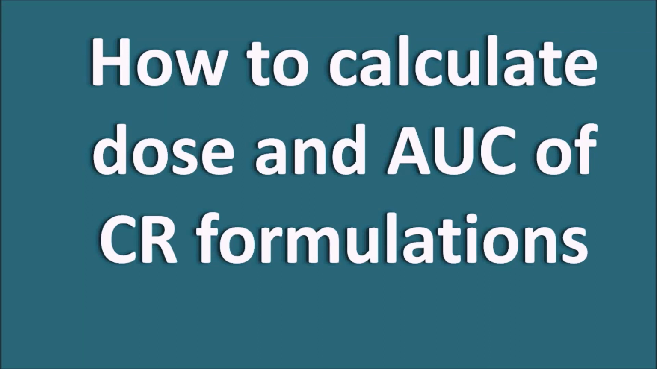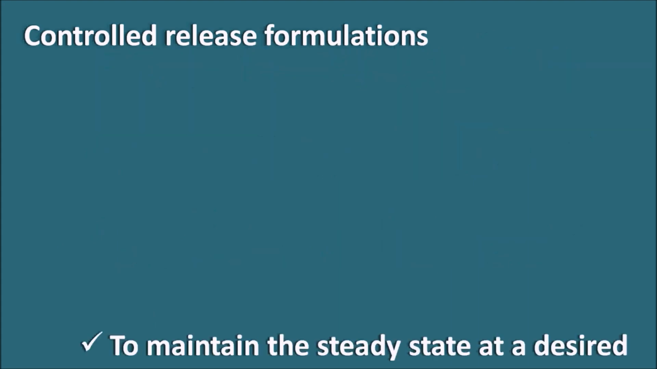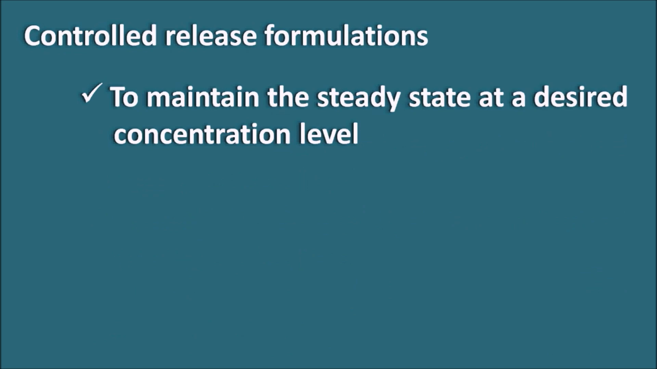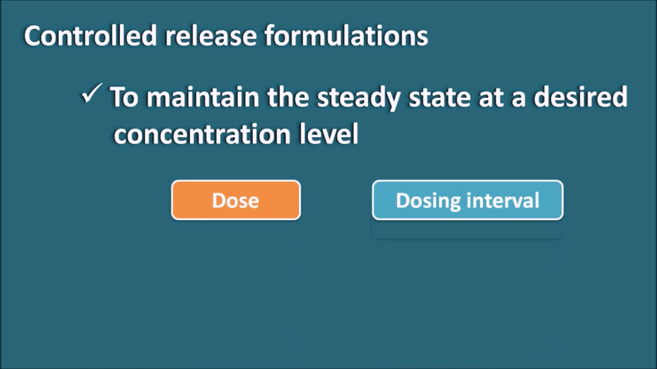How to calculate dose and AUC of CR formulations. Control release formulations. The main aim of this control release formulation is to maintain the steady state at a desired concentration level. So the drug is slowly released or controllably released so that the steady state is maintained at a desired concentration level. And this can be achieved by controlling two aspects.